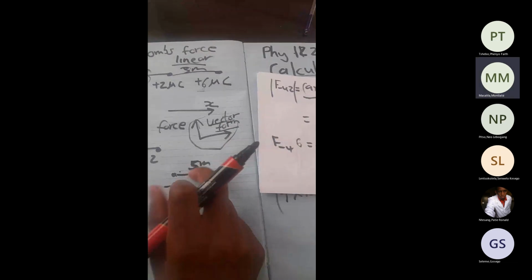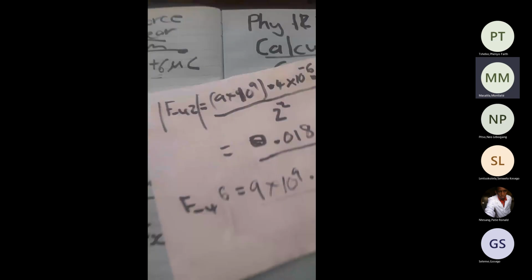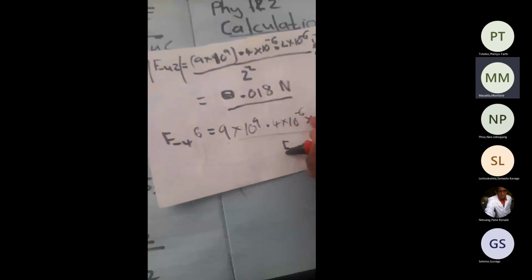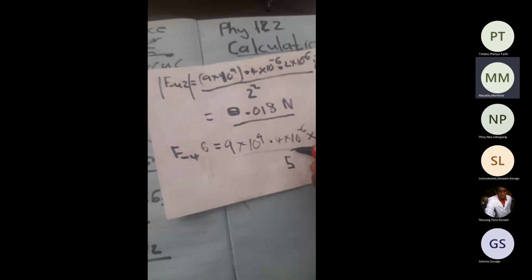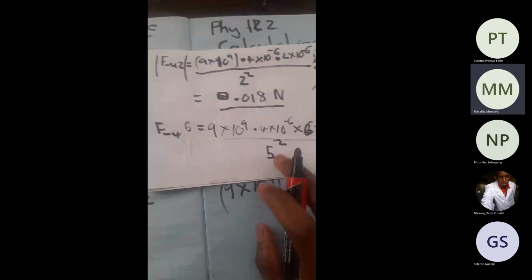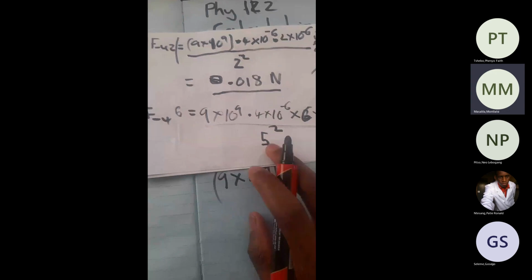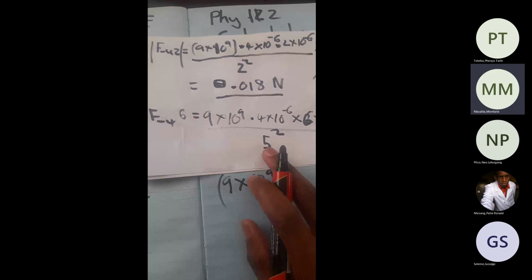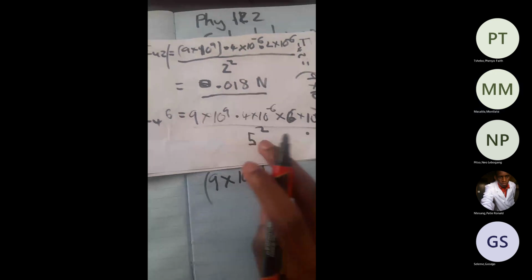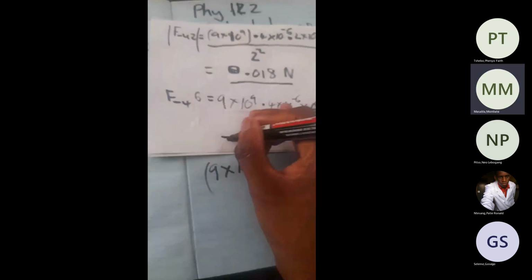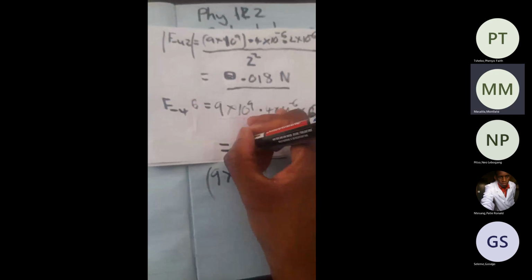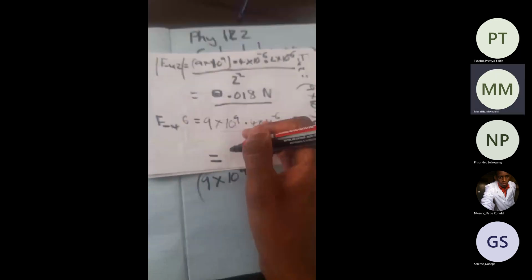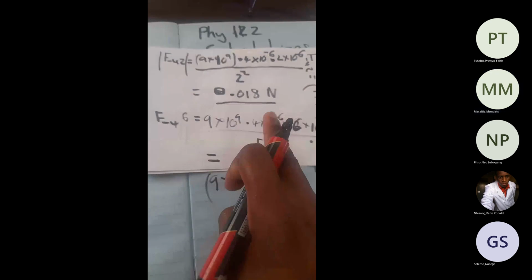So these 5 meters we are going to square. You're going to say 5, which is the distance, squared. And this distance should always be in meters. When you are given this distance in centimeters, you convert it into meters. So you are going to press the calculator there. Let me tell you something: I encourage you to press the calculator because it will be your first time to deal with these things.